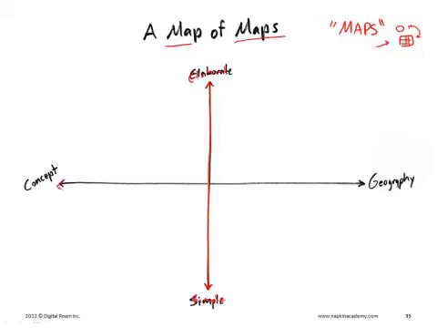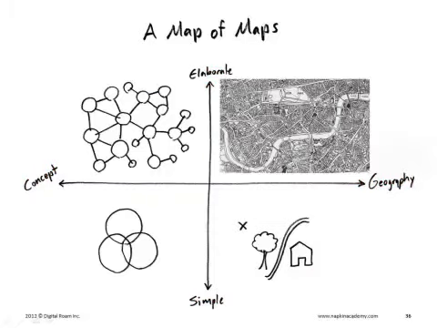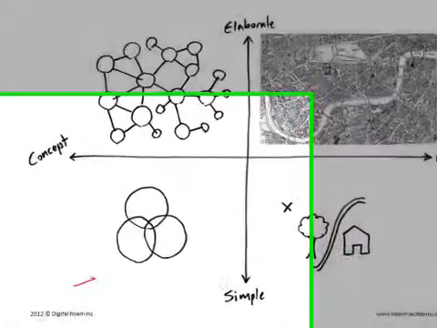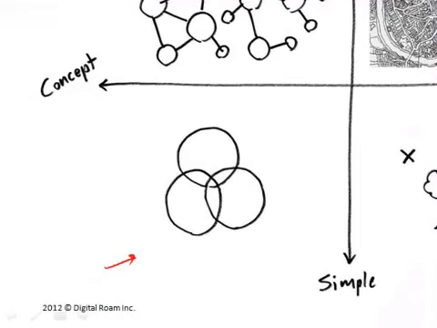And then on our horizontal axis, let's make a distinction between maps that are largely conceptual in nature, like a mind map, and maps that are truly geographic in nature, like a world map. And now that we've got our coordinate system, we can start to map in the features of our landscape. And let's start down here in the lower corner of simple and conceptual.